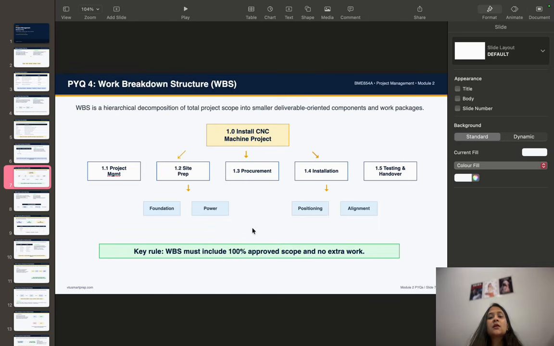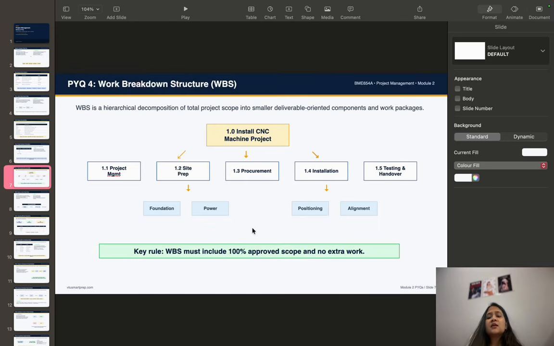Next, we have work breakdown structure. Remember this diagram. This is one of the most important PYQs. They will ask: define WBS and explain it with a suitable example. WBS means work breakdown structure. It is a hierarchical decomposition of the total project scope into smaller deliverable-oriented components and work packages. In simple words, WBS breaks the full project into smaller manageable parts.